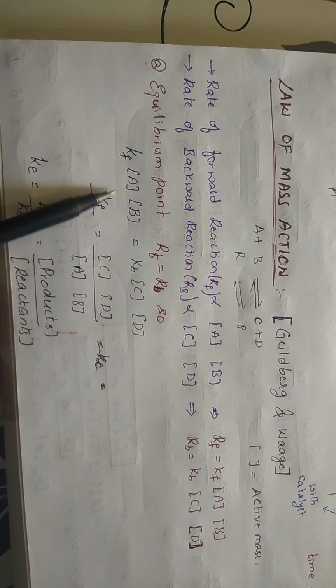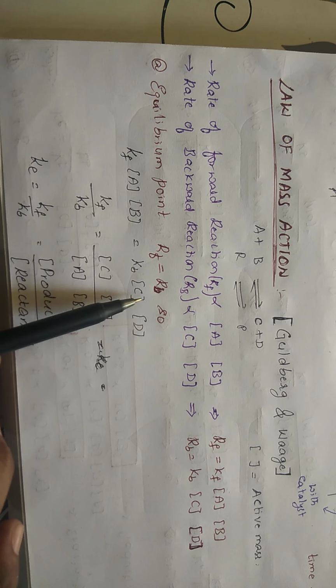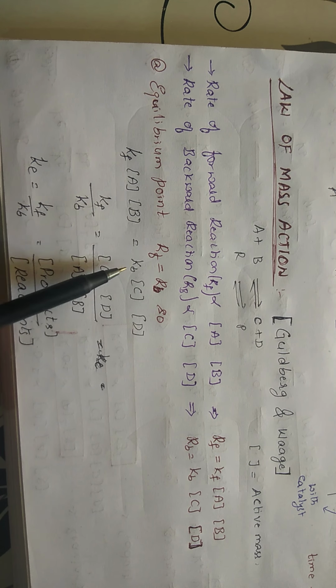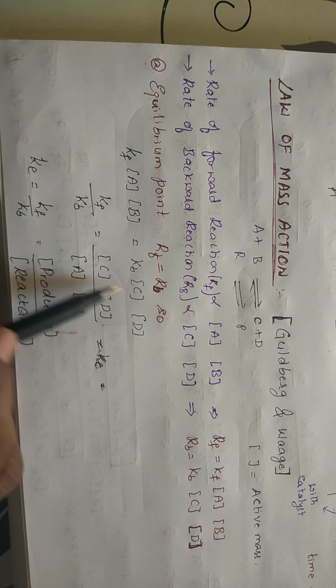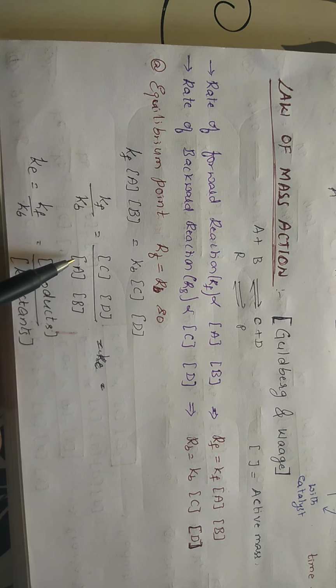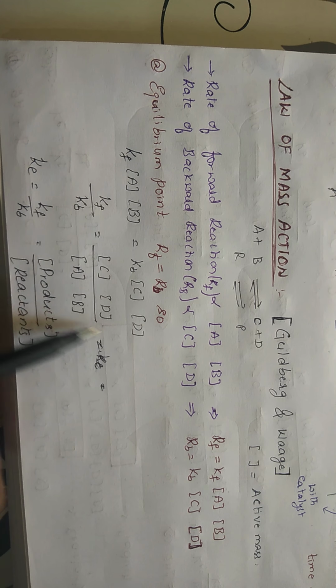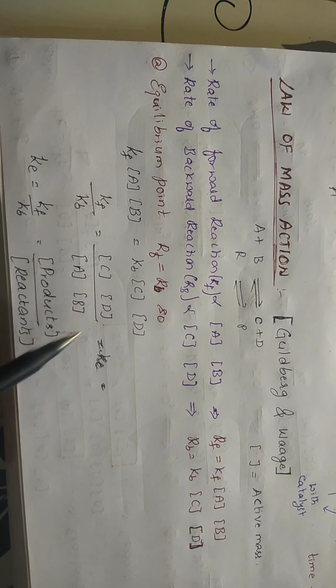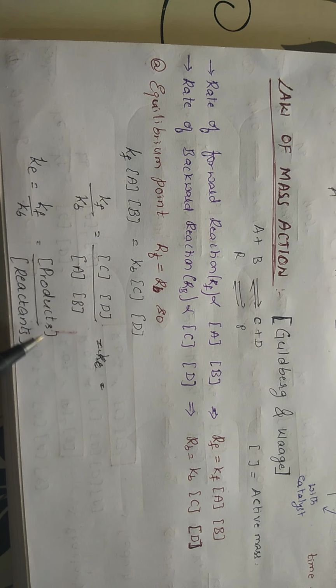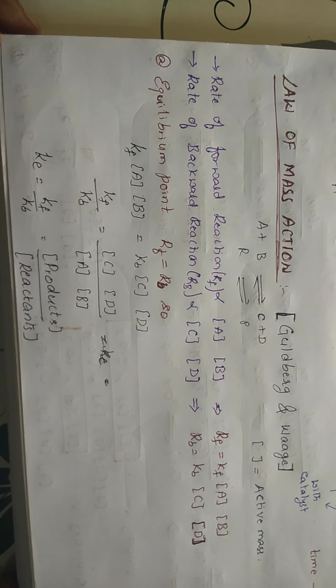So Kf, concentration of A into concentration of B, should be equal to Kb, concentration of C into concentration of D. So if you take Kb to this side, what happens? Kf by Kb should be equal to concentration of C into D by concentration of A into B. So this point is called the equilibrium point. So K equilibrium is equal to Kf by Kb, which is the entire concentration of products divided by the concentration of the reactants. Okay, I hope that you are getting this.